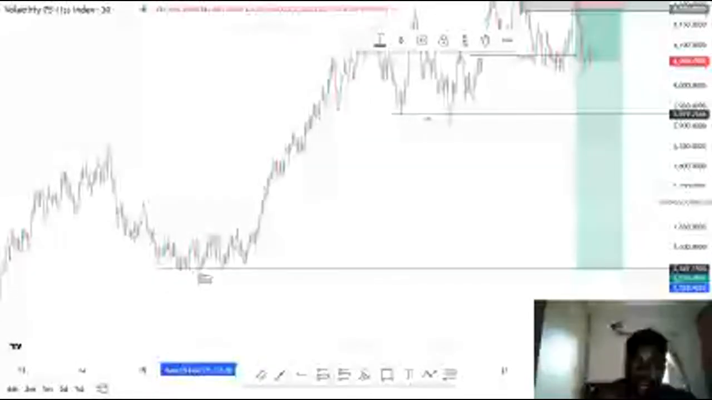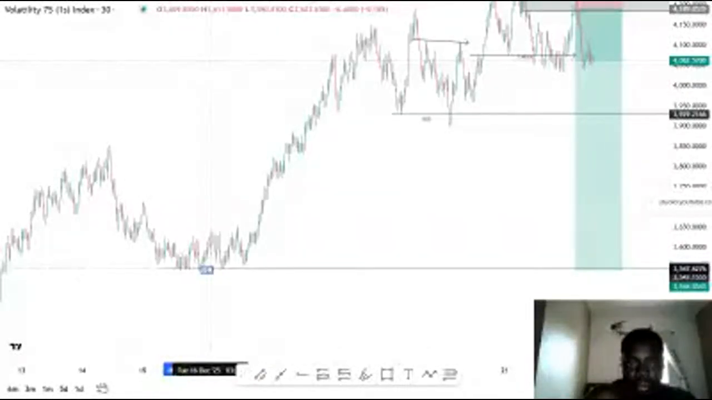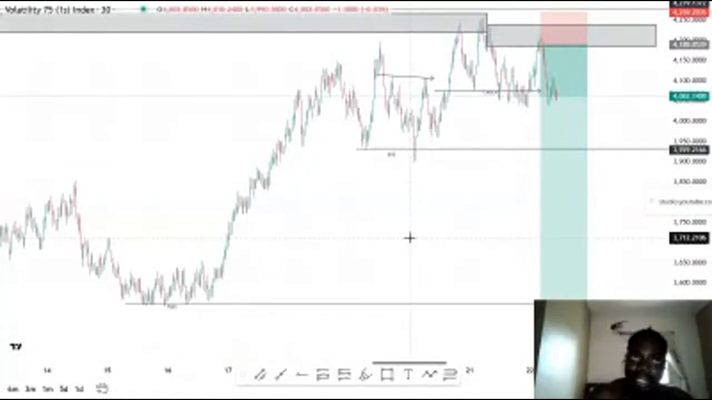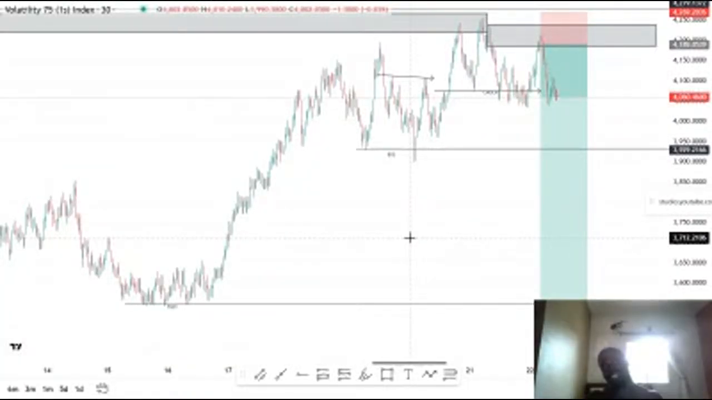You have equal lows here. So that is your target. Remember, you should be targeting equal lows and equal highs. If you are selling, you are targeting equal lows. If you are buying, you are targeting equal highs. Don't forget that.